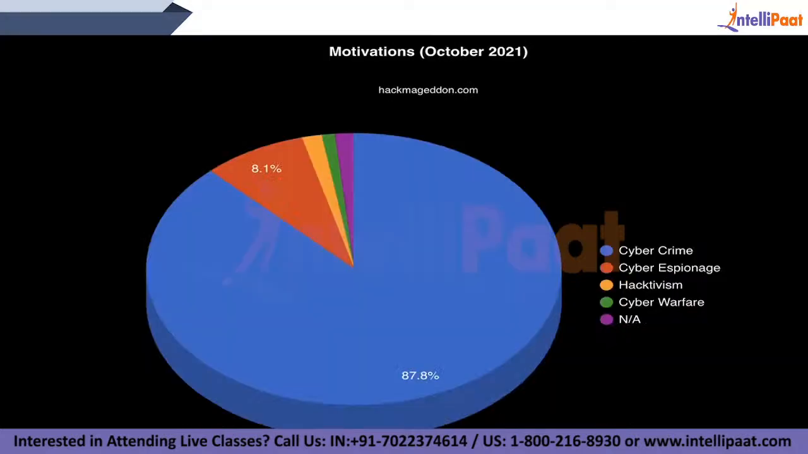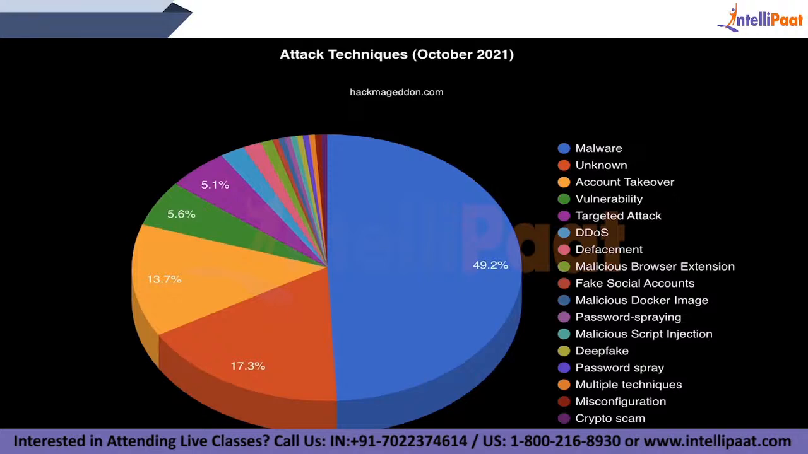So 87% is what was identified as cybercrime within October, and 8.1% is cyber espionage, and the rest are all small elements. As for the attack types during that particular period, malware is what the attack mostly uses, and the rest are unknown, because this is a worrisome area for every organization. Every organization knows what kind of attack or exploitation is happening: account takeover, identifying vulnerabilities, targeted attacks, DDoS or defacement of the network.